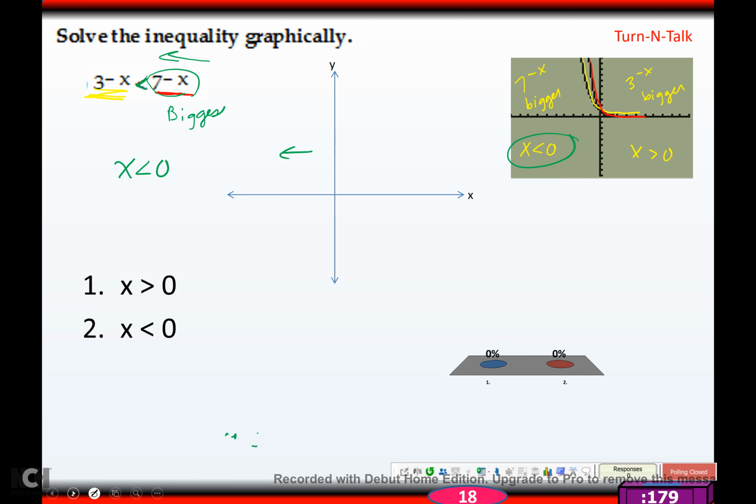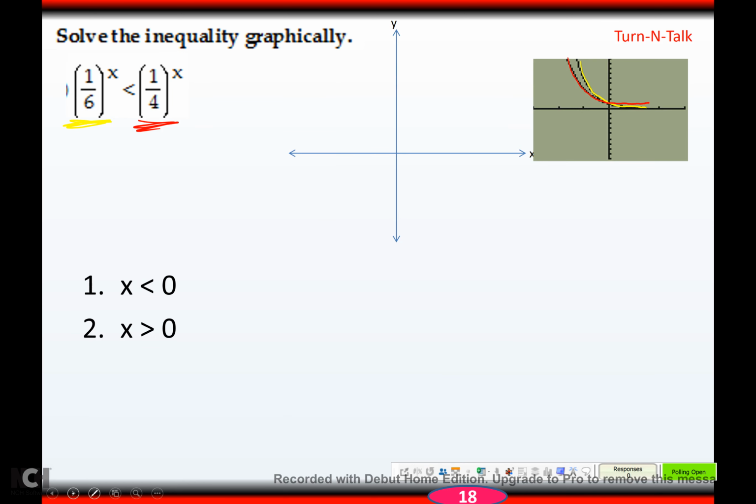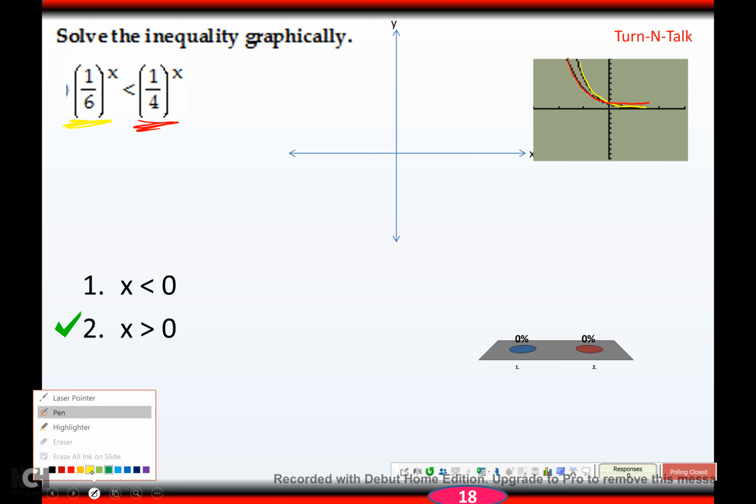There you go. Okay, so try this one. Hit pause, come back when you're ready. Alright, and same thing here. You can see the yellow one I did was 1/6 to the x, the red one was 1/4 to the x. On this side, yellow is bigger, so when x is less than 0, 1/6 to the x is bigger. When x is greater than 0, red's on top, which means 1/4 to the x is bigger.